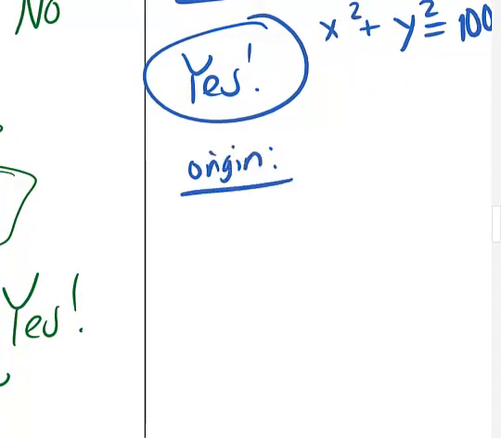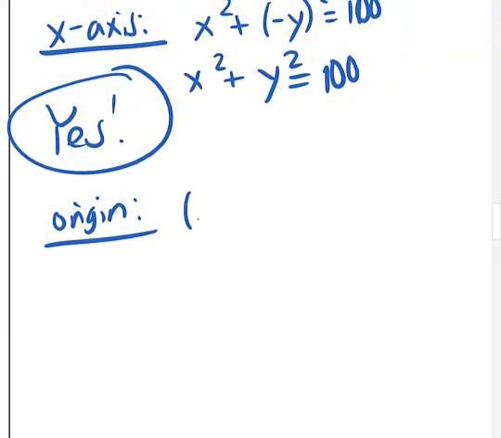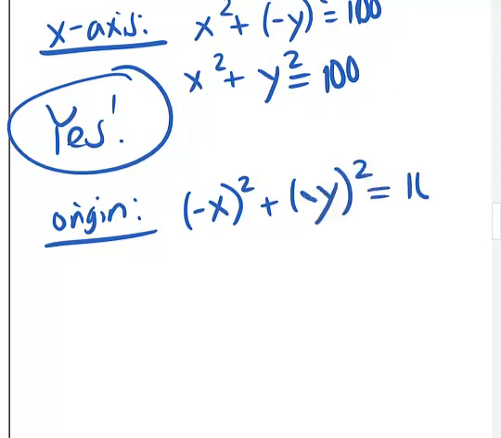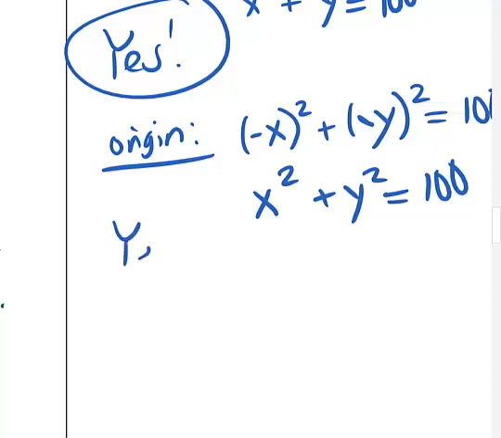Origin. Let's try origin. I almost feel like I'm getting greedy now. It had one kind of symmetry, had another. Come on, I'm trying to get a third too, really? Alright, this is where we're supposed to replace the y and the x with a negative y and a negative x. Well, since x and y have squares on them, they're getting rid of their negatives. And that also is the same as the original. So it's a yes.